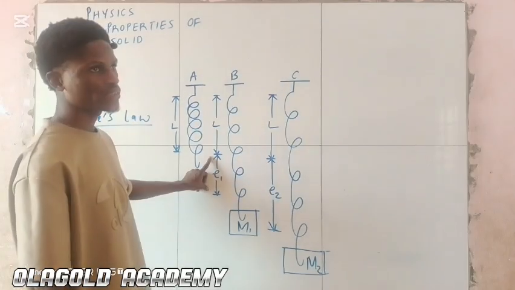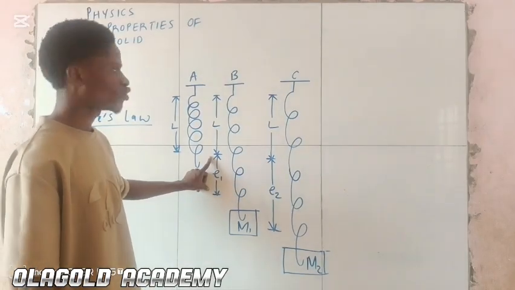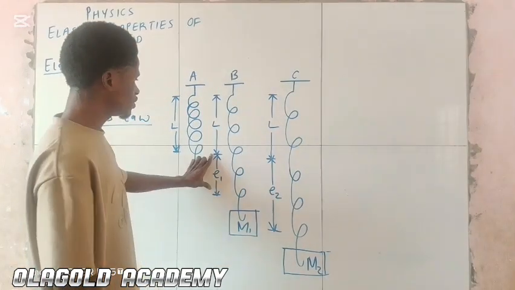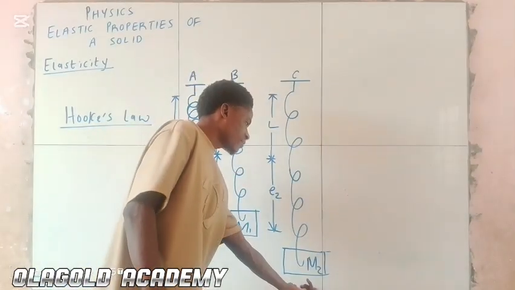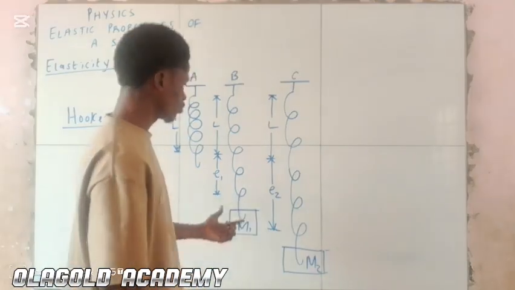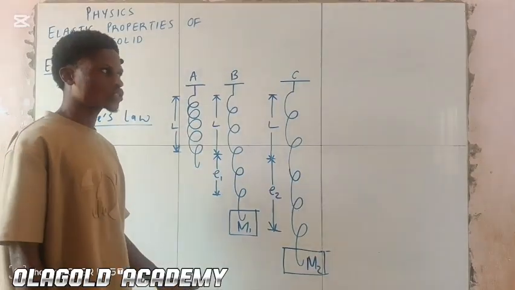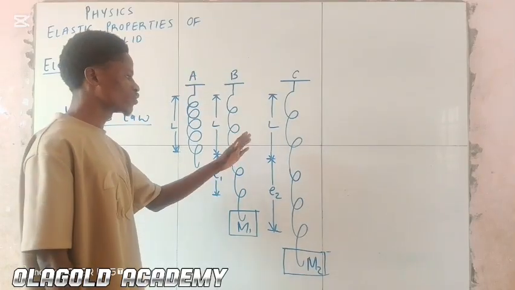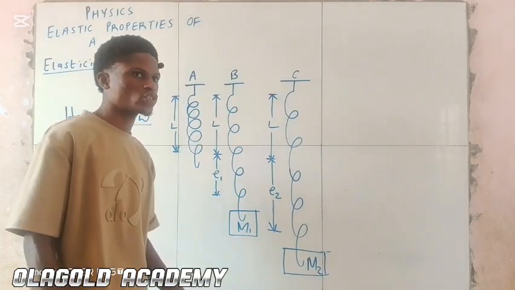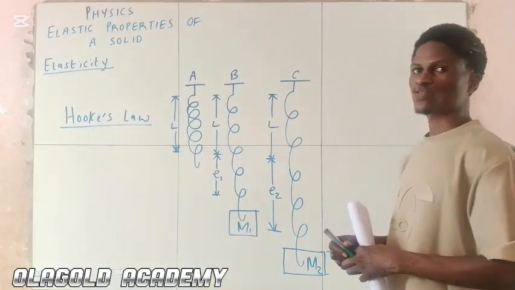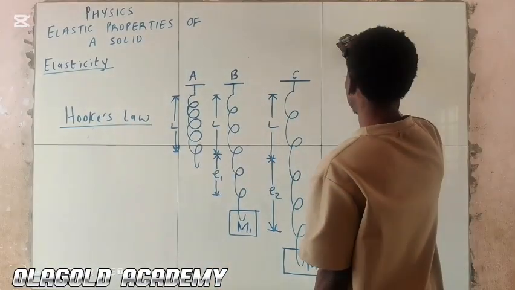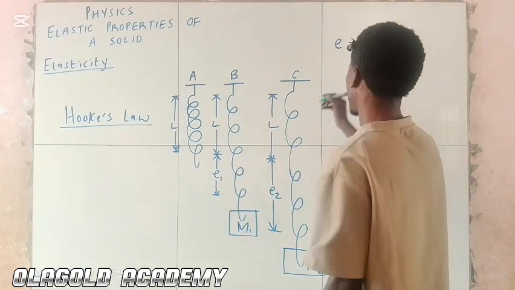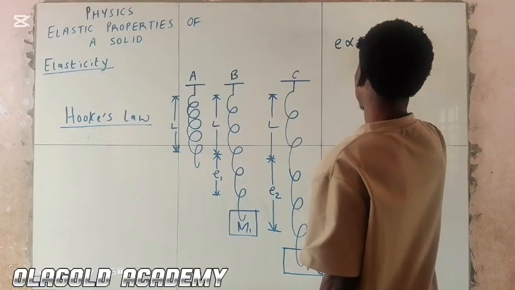The extension is also a kind of length, but it's an extended length from the original length. So we apply a smaller mass, we have this extension. When we apply a bigger mass, we have more extension. So the more the force, the more the extension. The more the mass or the more the load you apply, the more the extension. So Robert Hooke says that the extension produced in an elastic material is directly proportional to the applied force.